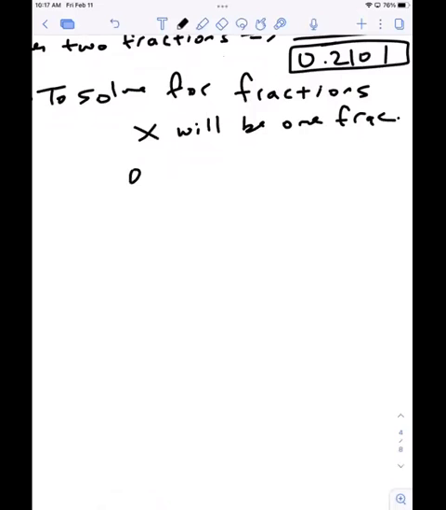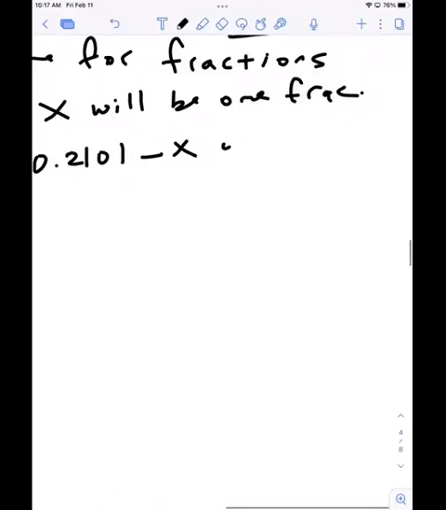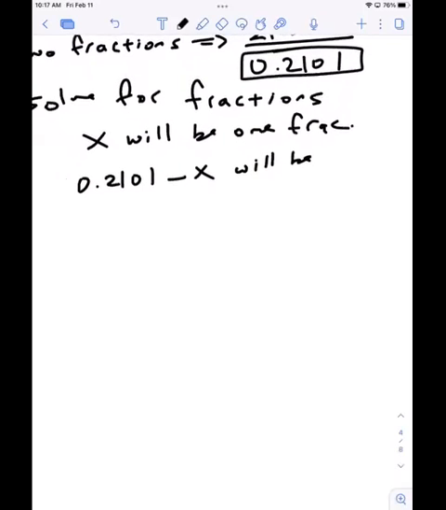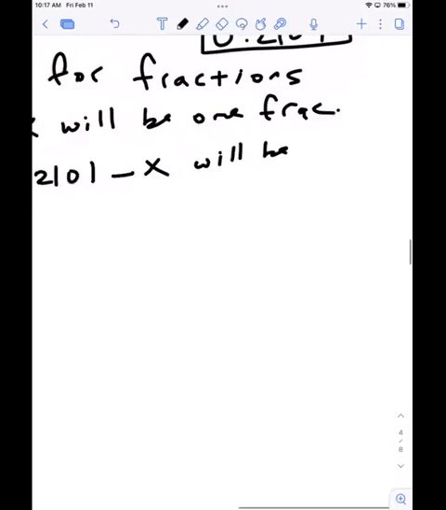So the other one is going to be 0.2101 minus x, the second fraction. That's the key to the problem right there. Once you get that, the setup is cake, because the x term is always going to be with the isotope that's closest to the average atomic mass. So we'll know where to put that. And then the other term goes with the third isotope. So 0.2101 minus x would be the second fraction.